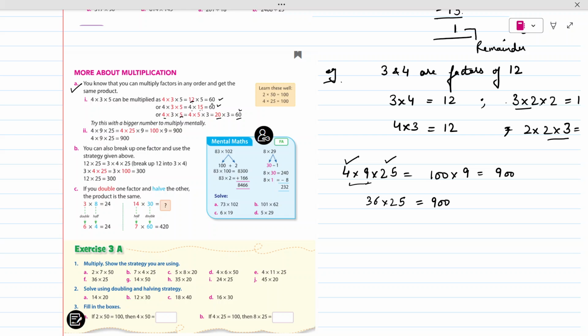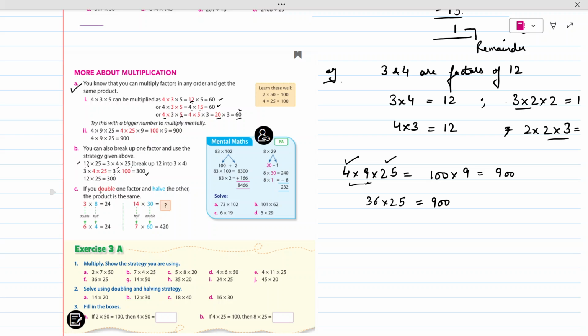So now here what is given is 12 into 25, and we can break this 12 in the form of 3 into 4, right? So what we are doing here is we are breaking 12 into 3 into 4, and 25 is as is. And now we know that 4 multiplied by 25 is 100. So we will get 3 multiplied by 100 is equal to 300. Okay. So this is one way of doing this question.